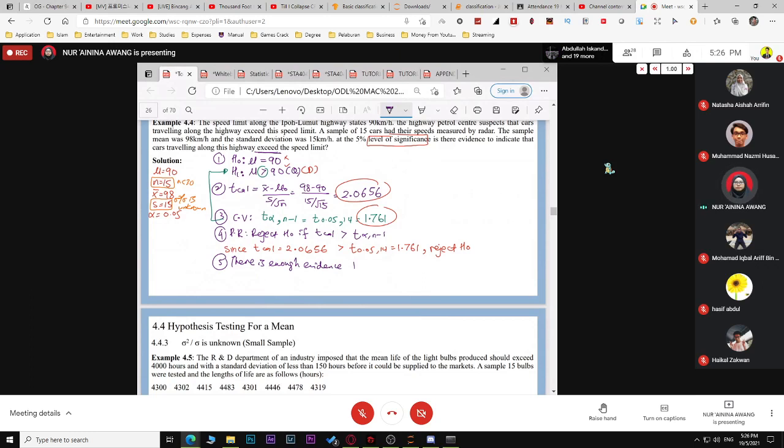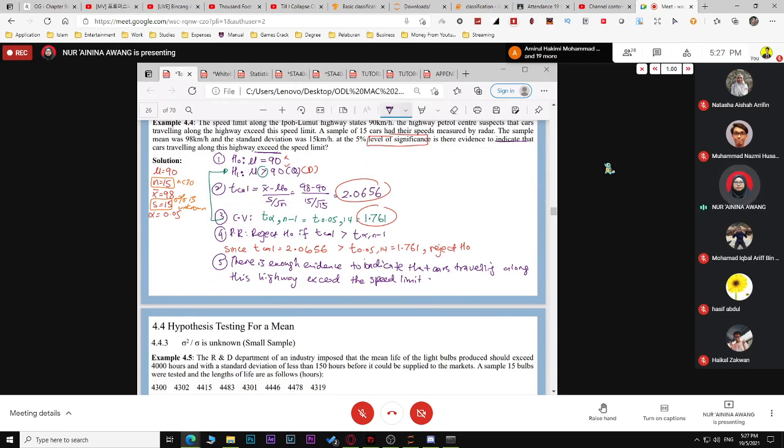Okay, to indicate that, macam biasalah, just copy the sentence. Car travelling along this highway exceed the speed limit. Okay. So itu adalah untuk this question.